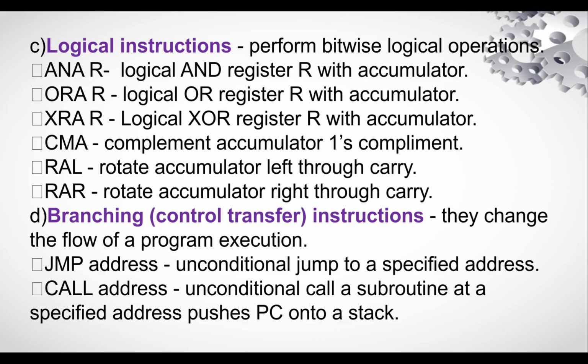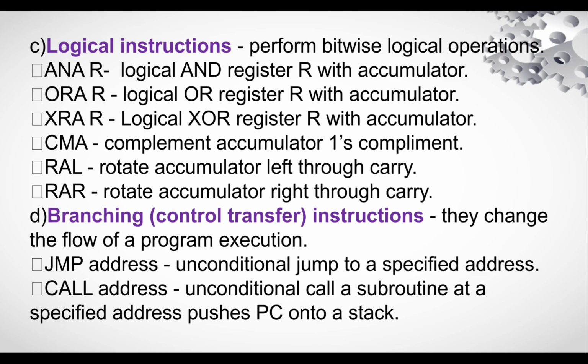Then you have branching or control transfer instructions, whereby they change the flow of a program execution. An example being JMP address. It's an unconditional jump to a specified address. Most of the time you can use an increment or a jump to skip one port.